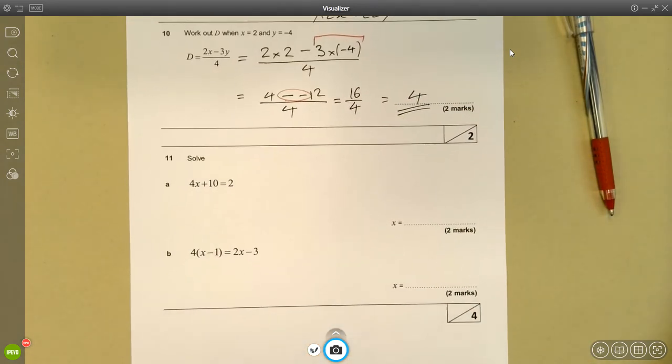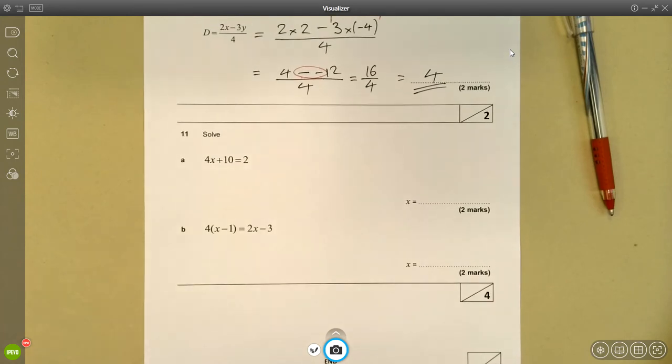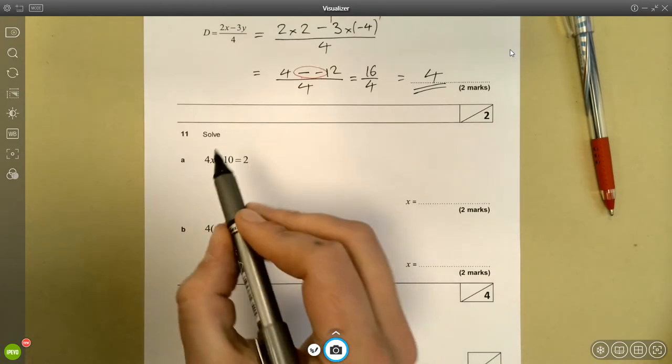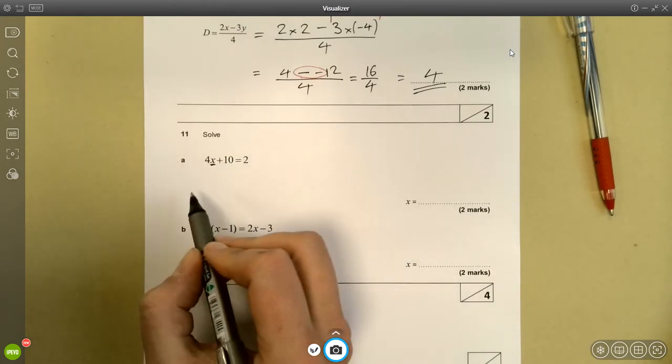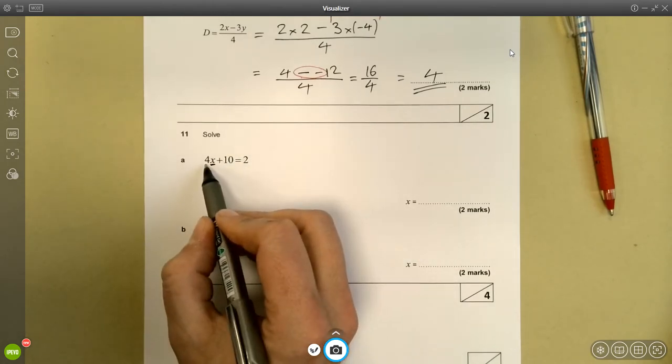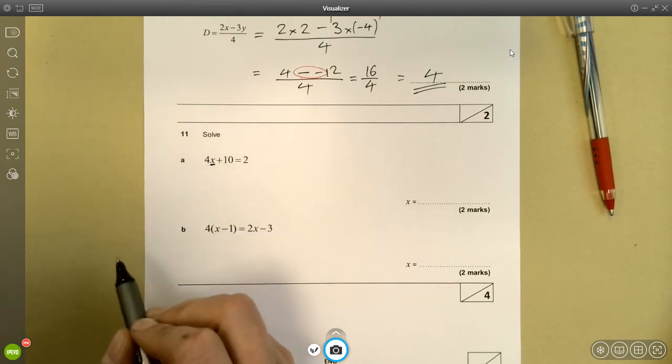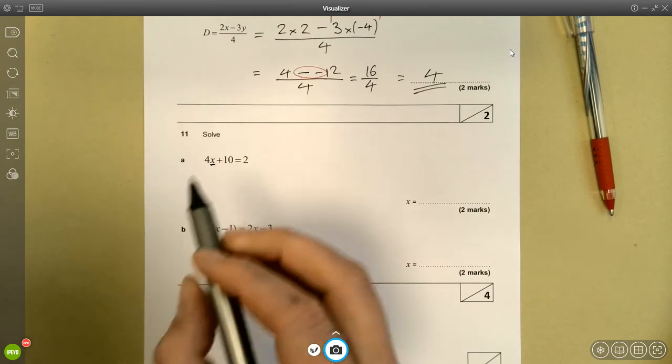Right, let's look at this one. Okay, number 11. Solving equations. Absolutely love doing these. So let's think about it. X was multiplied by 4, added on 10, and then we got 2. So let's step those backwards.